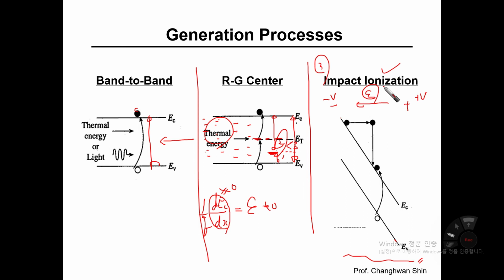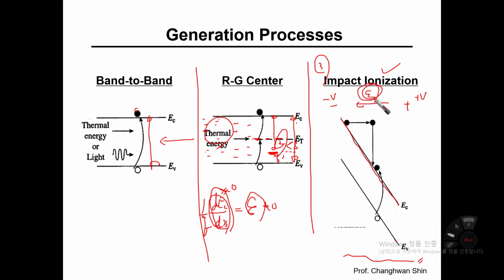The electric field intensity can be converted into how steep the conduction band edge is, because the derivative of the conduction band edge with respect to x is proportional to the electric field. So your electric field intensity can be illustrated by simply drawing the slope of the conduction band edge.